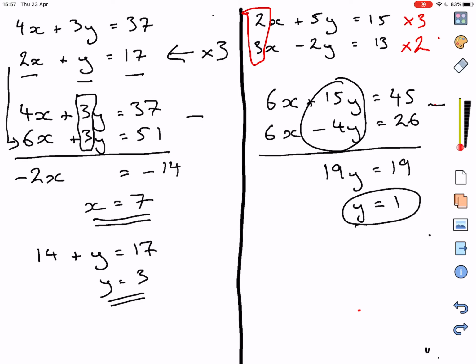So all I need to do is choose any of those equations. I'm going to go for the very first one. So 2x plus 5y. Now if y is 1, 5y is 5, is 15. So that leads me to know that 2x is 10. If I subtract 5 from both sides, divide both sides by 2, so x is 5. And I've solved my simultaneous equation.